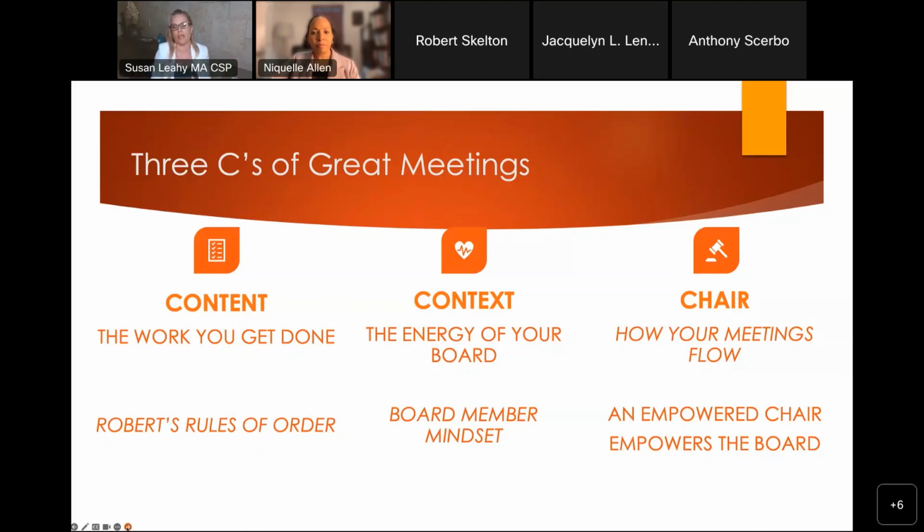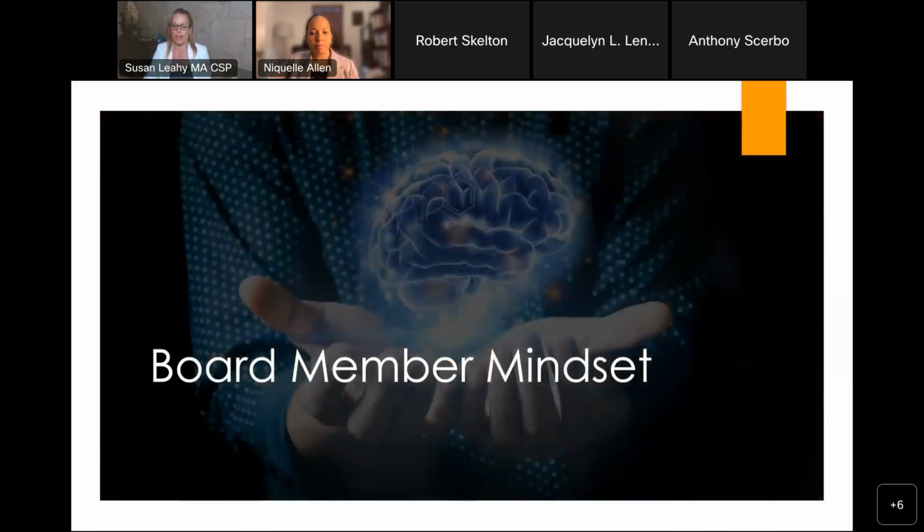We need to start talking about creating an empowered environment where both the chair feels empowered and the board members feel empowered. So thinking about these 3 things, I want to start with context. I want to start with board member mindset. This is about you.